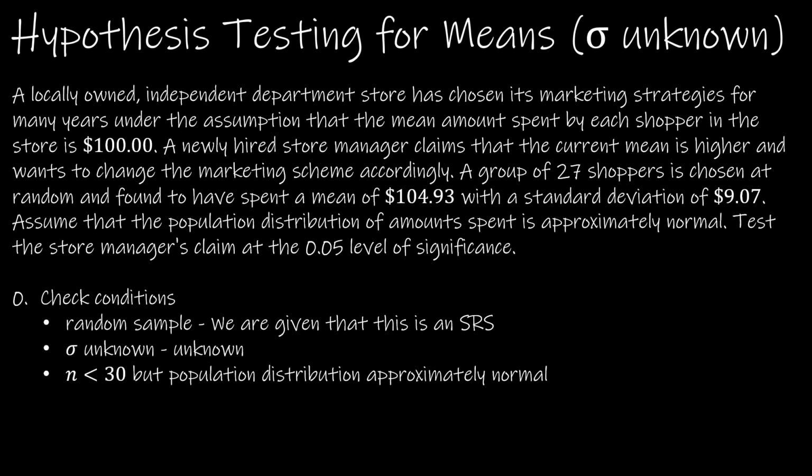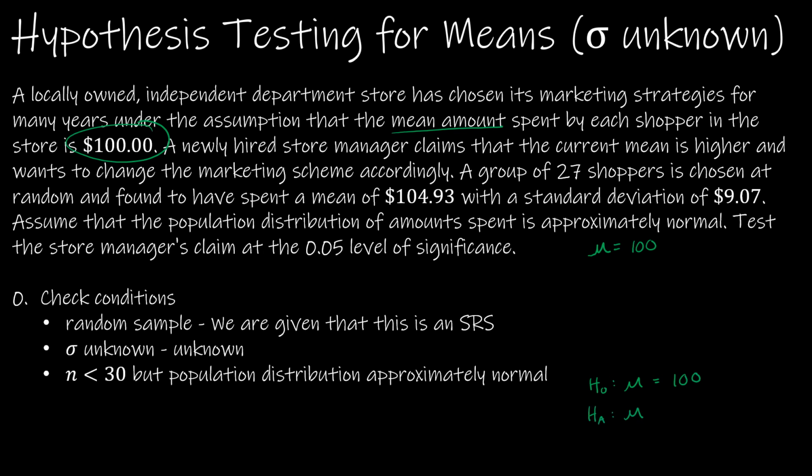We're going to look at another one-tailed test, and if you would like, you can certainly skip forward and do this all in Excel, but I'm going to go through this one by hand as well. So a locally owned independent department store has chosen its marketing strategies for many years under the assumption that the mean amount spent by each shopper in the store is 100. So again, that tells us that mu is 100. It also tells us that the null hypothesis is that mu is 100.